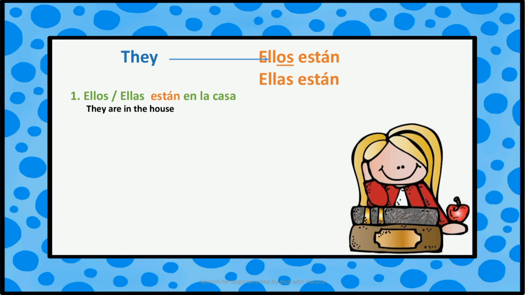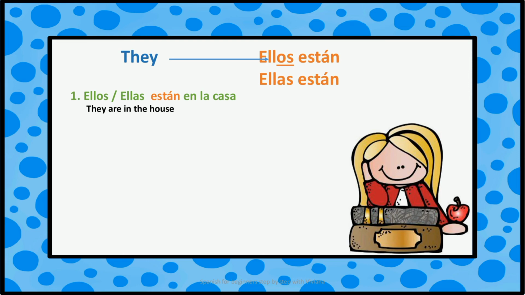In the pronoun they, you need to think about the gender, because if you are talking about a group made up of men, or men and women, you use ellos están. But if you are talking about a group made up only of women, you need to use ellas están. Ellos están en la casa. They are in the house.